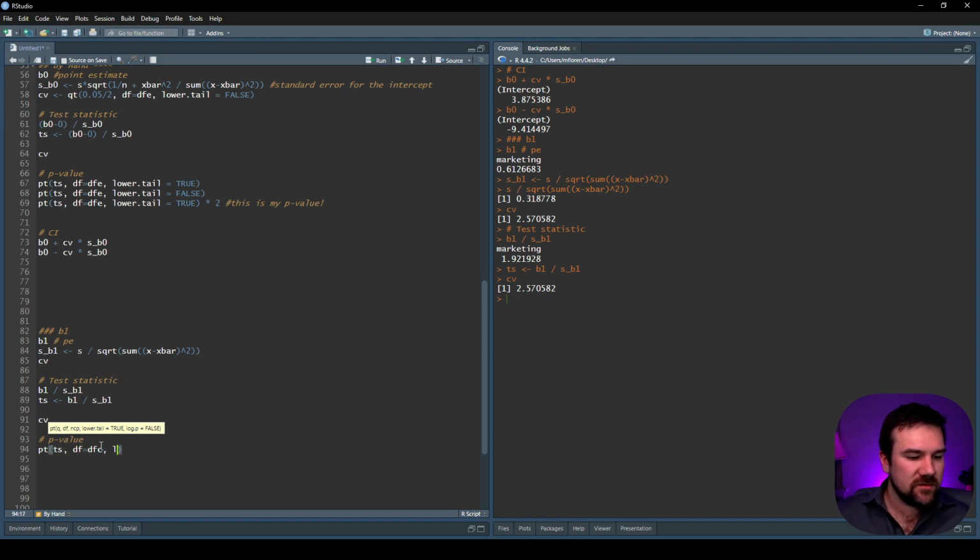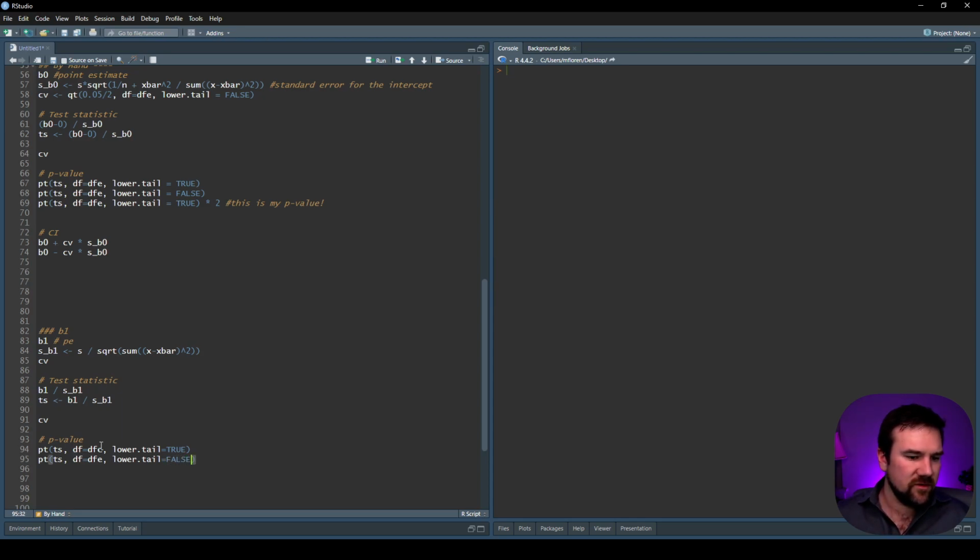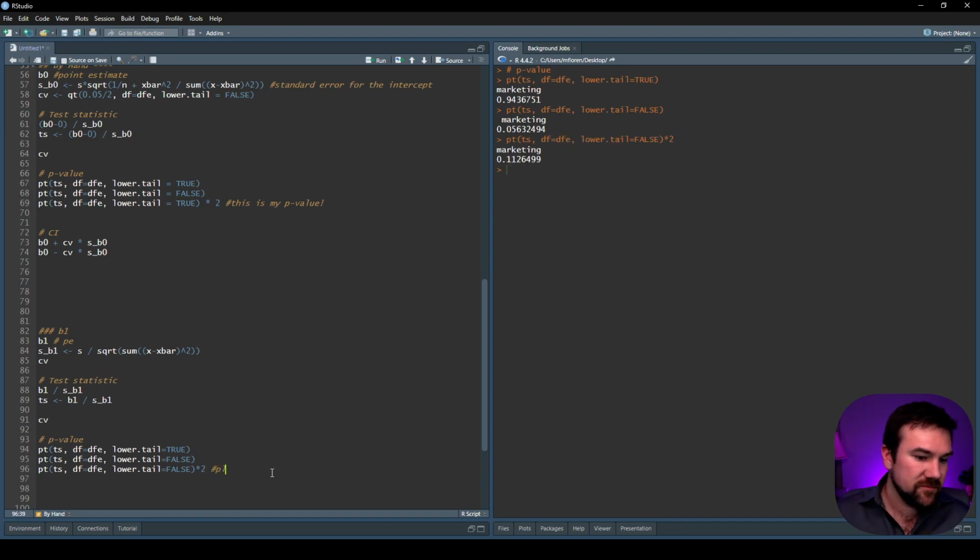All right, lower.tail equals TRUE. And again, I run this both ways, so I'll just copy and paste this. I won't even look at it before I run it. TRUE and FALSE. So this second one is the bigger one in this case. So I take that second one times 2. This is my p-value in this case. Again, I just look for the one that gives me the smaller number and multiply that one by 2. And that gives me my p-value.